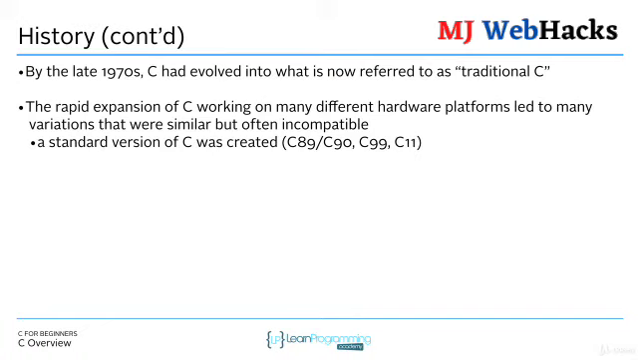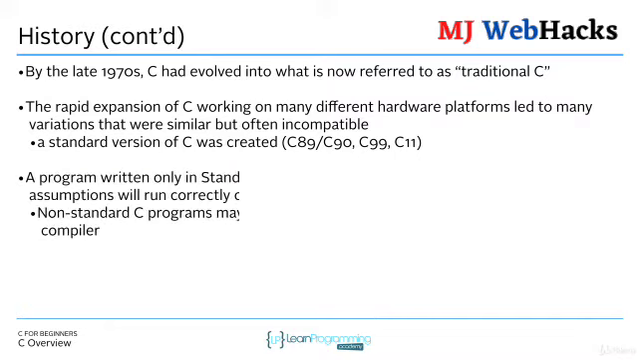The rapid expansion of C working on many different hardware platforms led to many variations. So I want to talk a little bit about the different variations of C. And what this really means is there are different standards. Just like there's a Windows 10, a Windows 8, a Windows 7, there are different versions of C. There's C89, C90, C99, and C11. This basically represents the years, 1989, 1990, 1999, and 2011. So there are standard versions of C.